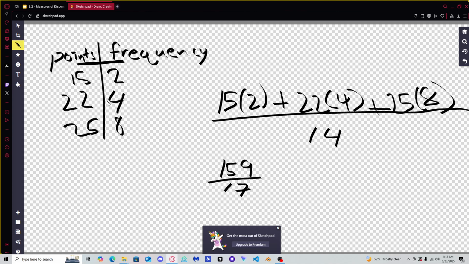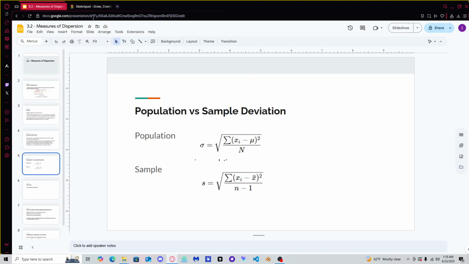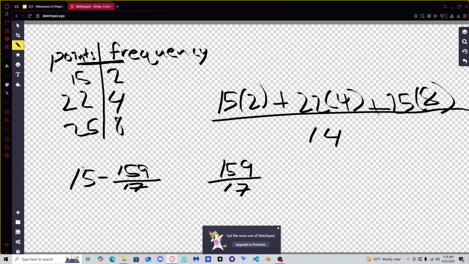Then you take the points and subtract it by 159 over 7. And I'll show you how it is using the formulas here and what each represents. So here we have the data point minus the mean, squared. So then it's squared.